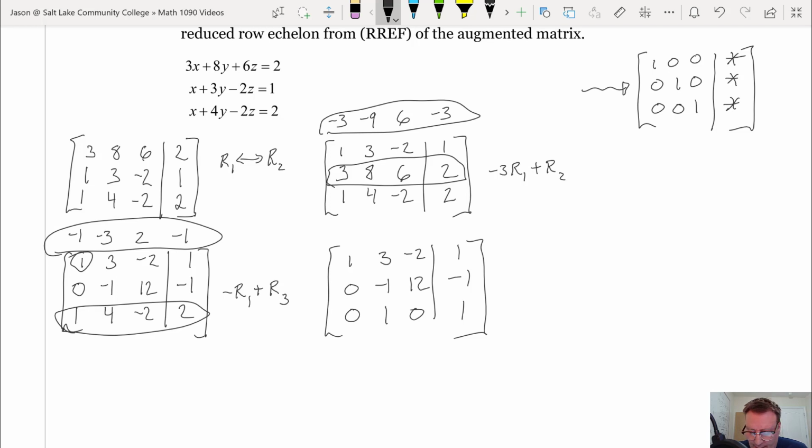At this point, column 1 is done. And now I want to move on to getting my column 2 to look like the column in the reduced row echelon form matrix over here up in the top right. Now, I could use this -1 to clear out the 1 below, but I could just swap rows as well. I think I'll do that. I'm going to swap row 2 and row 3.